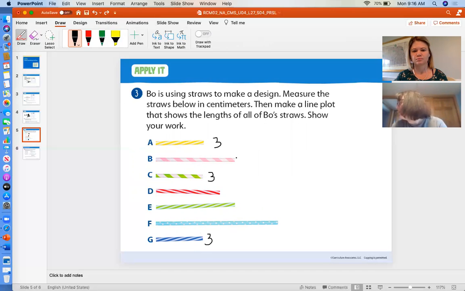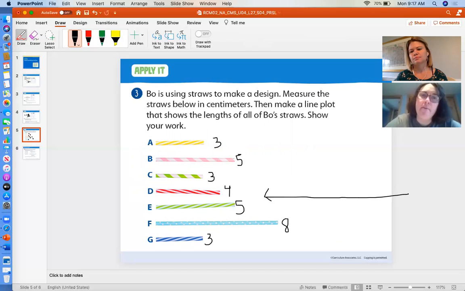All right, so B, I would say, is 5 centimeters, and so is E, because they're the same. Then I would say D is 4. Oh, D, sorry. D is 4. I'm sorry. That's my fault. And then F will be 8. And again, if we were measuring them, it would be easier. But since I'm trying to look and do it, and there are all kinds of different orders, it's just easier for me to do it like that.